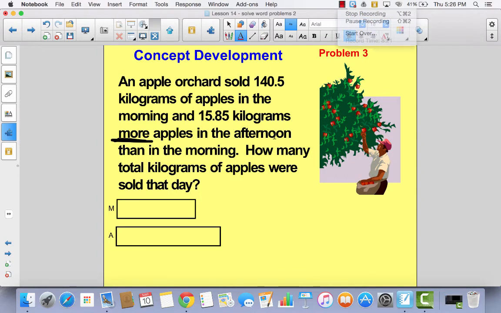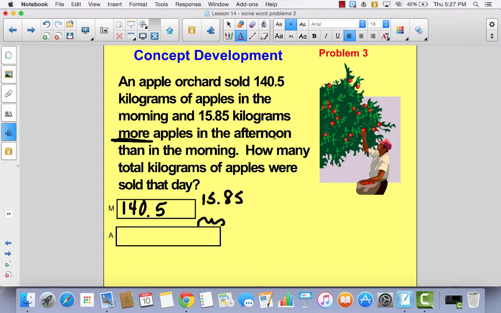Okay, did your tape diagrams look something like this? First of all, I want you to notice that my afternoon tape diagram is larger because it says in the problem that they sold more apples in the afternoon than they did in the morning. So it says that they sold 140 and 5/10 in the morning, and the afternoon they sold more. How much more? 15 and 85 hundredths.